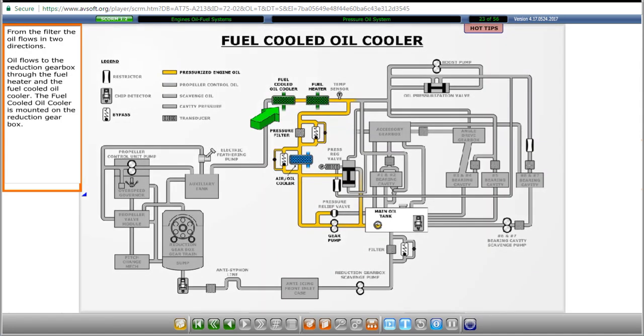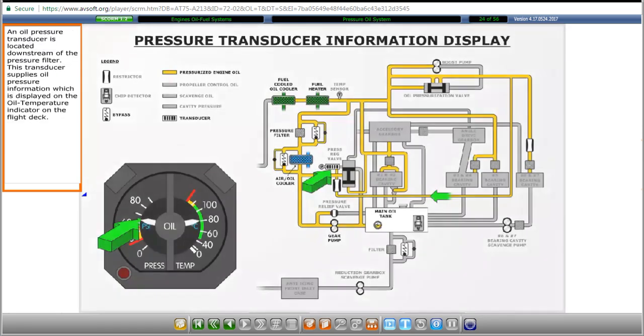From the filter, the oil flows in two directions. Oil flows to the reduction gearbox through the fuel heater and the fuel-cooled oil cooler. The fuel-cooled oil cooler is mounted on the reduction gearbox. An oil pressure transducer is located downstream of the pressure filter. This transducer supplies oil pressure information, which is displayed on the oil temperature indicator on the flight deck.